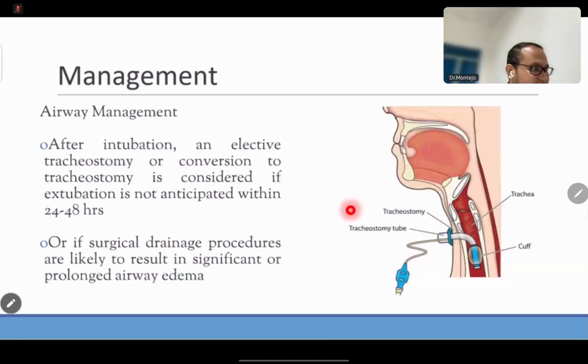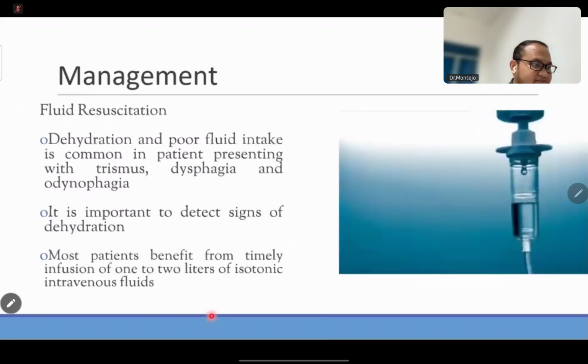So after intubation, sometimes if the patient cannot be weaned from the ventilator, so more than 24 to 48 hours, then some surgeons would elect to convert it to tracheostomy. Or sometimes if you have planned surgeries or evacuation wherein the patient could not protect his or her airway, then we also do our tracheostomy. So aside from the airway, always check for the hydration status of your patient.